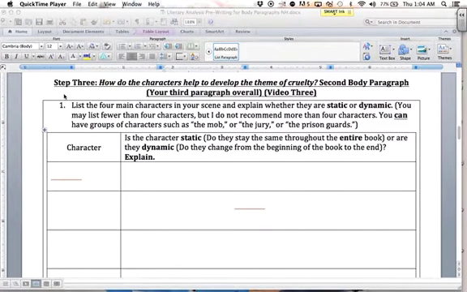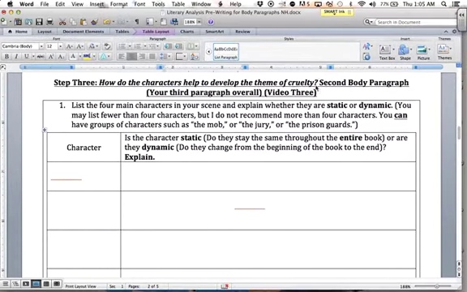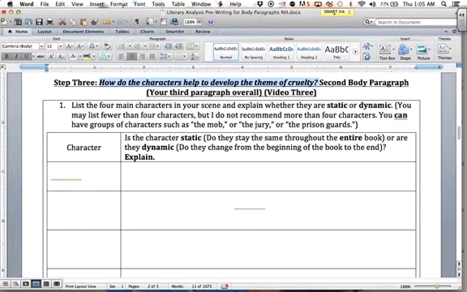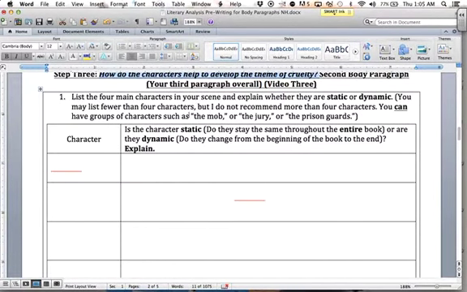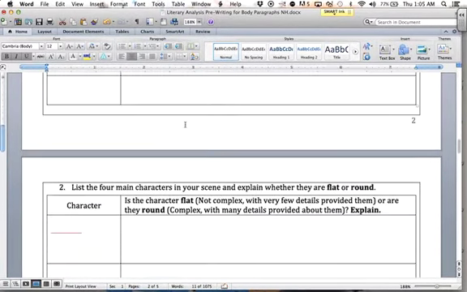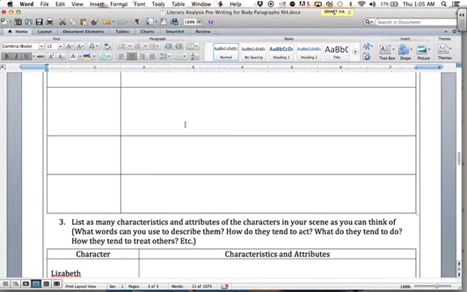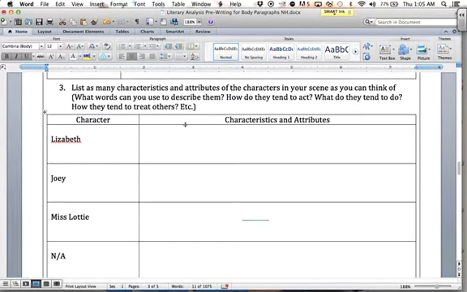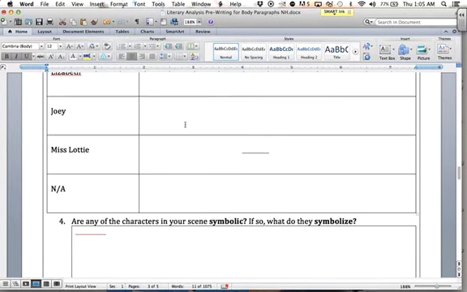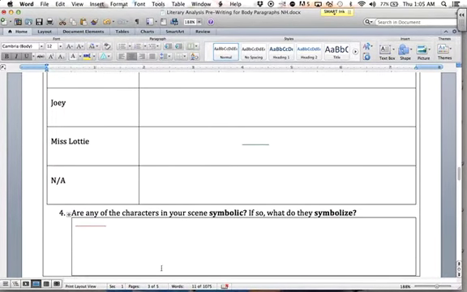Okay, so now we're going to move on to step 3, which is how do the characters help to develop the theme of cruelty? All right, this is the question we're going to want to answer in step 3, which is going to end up becoming our second body paragraph, and your third paragraph overall. For this part, we're going to want to fill in question 1 and this graph here, question 2, and this graph here, and question 3 in this graph here. And then finally, we want to answer question 4.